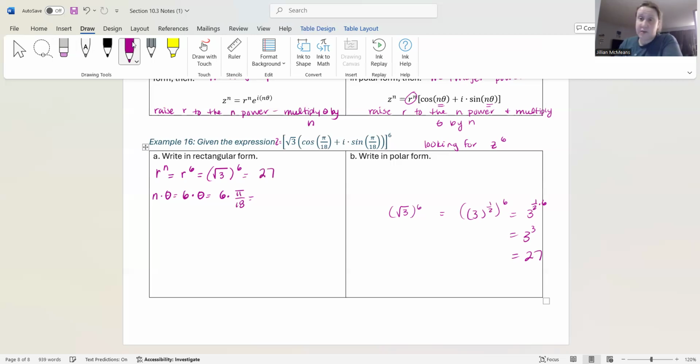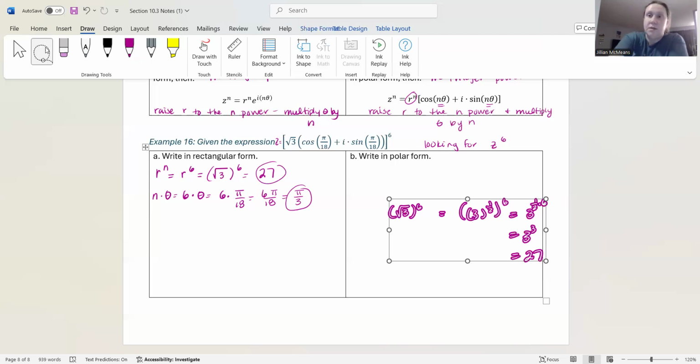And then when it comes to multiplying our theta by whatever the exponent is, in this case n is 6, when we multiply theta by 6, we get 6 times pi over 18, which reduces very nicely to pi over 3. So that's the new value for theta and the new value for r that we're going to plug into these formulas. Now, is it going to let me do it? There we go. Let's go ahead.